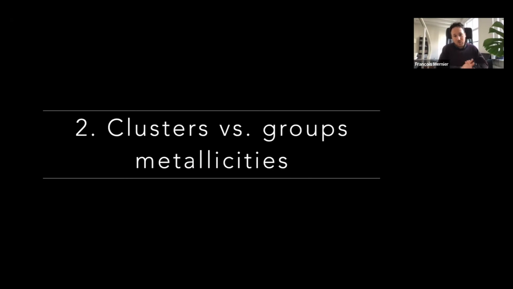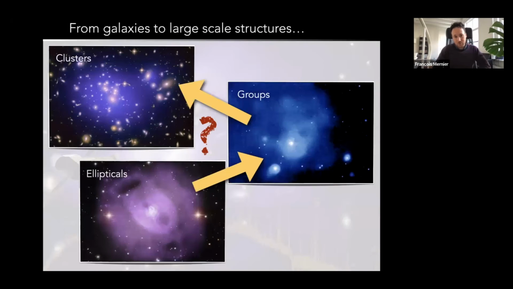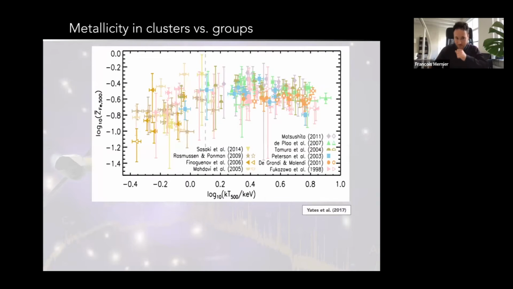Second, we can look at clusters versus groups in terms of metallicity. This is important because clusters form hierarchically. They form from ellipticals, which themselves form into groups, which eventually become clusters. So it's quite important to look back in groups and also in ellipticals and see whether we find the same level of enrichment or something different.